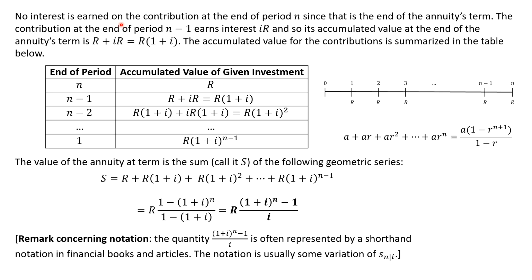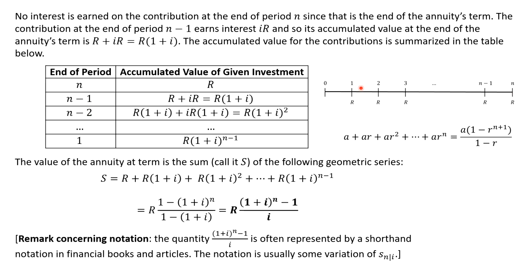On this slide, I want to compute the total value of the annuity at term. No interest is earned on the contribution at the end of period n, since that is the end of the annuity's term. So that's this here. Then the value of this deposit at the end of term is R, and then the interest accrued, i times R. So this payment is worth R times 1 plus i at the end of term.